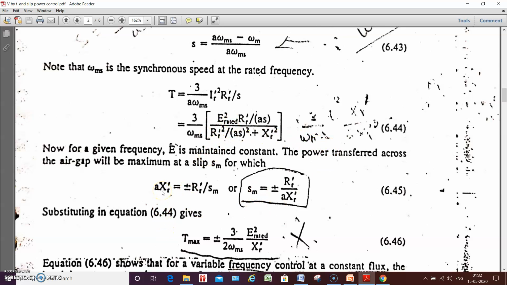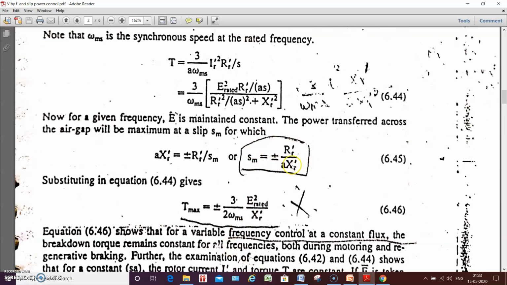This is all we have derived in the conventional induction motor torque equations. So the condition is S will be equal to R2 by X2, or you can say that R2 will be equal to S into X2. That is the conventional equation. With this condition, you will be getting the maximum torque in an induction motor. So here X is a times X, because it is a variable frequency control. So you are substituting this particular condition of S_m, that is the maximum torque condition, in this equation, and you get the maximum torque equation.